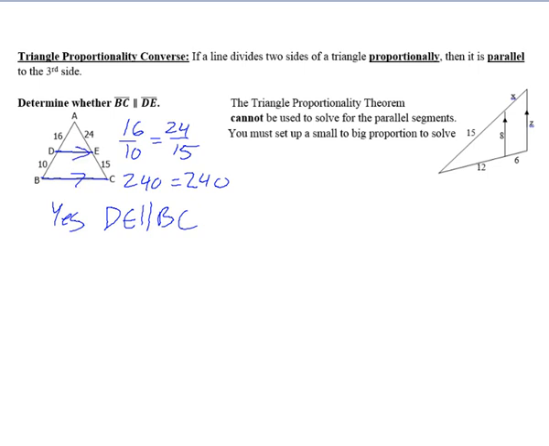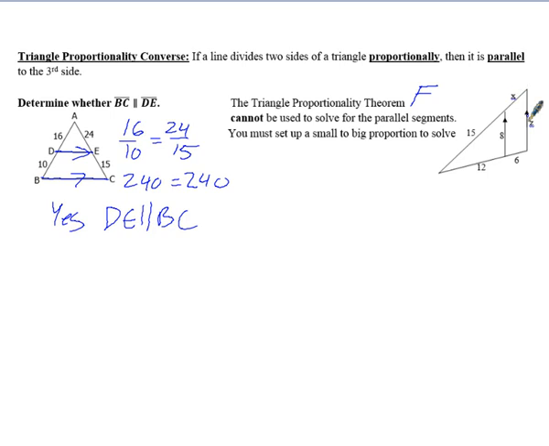So those are parallel. Unfortunately, the triangle proportionality theorem cannot be used to solve for the parallel segments. Boo. However, we have another way of solving that, where we're going to set up what I call the small to big proportion. Sometimes you may hear me refer to this as the F method. Essentially, we're going to draw an F.